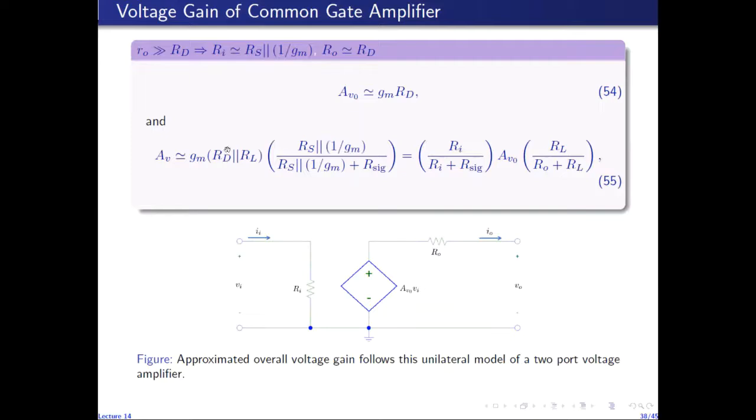So under these assumptions, the approximate open circuit voltage gain and the approximate overall voltage gain are given by these more commonly found expressions, in which the expression for the overall voltage gain follows from the analysis of the unilateral model of the two-port voltage amplifier.